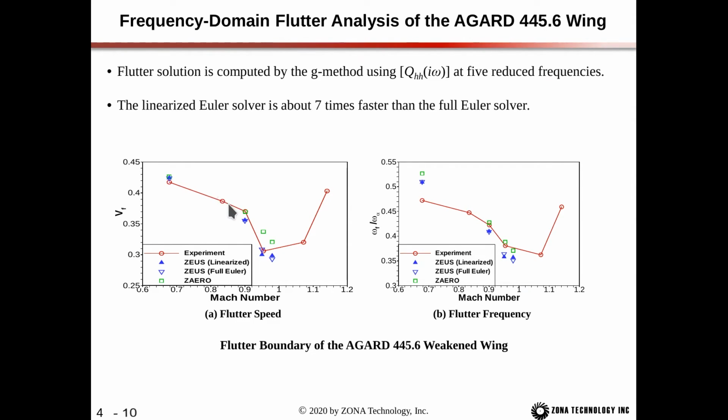So you can see that our ZEUS matches both the Flutter speed and the Flutter frequency quite well with the experimental results. Furthermore, we can see that the linearized ZEUS solver and the full Euler ZEUS solver are pretty close together. However, the linearized Euler, as we said, is much faster.